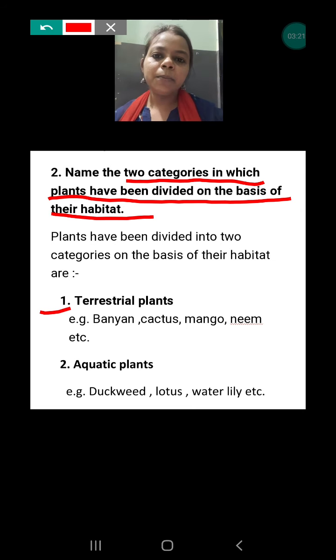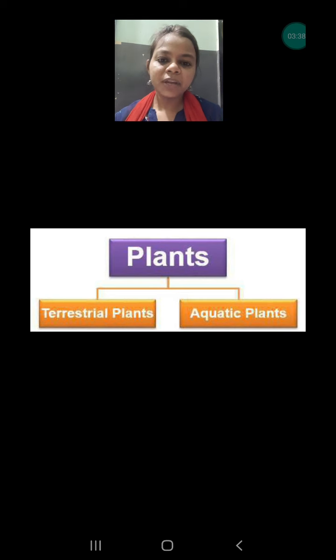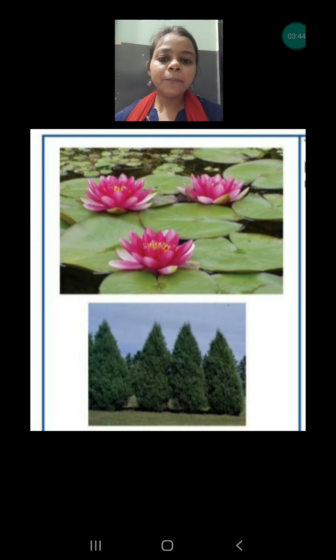First is terrestrial plants, plants which grow on land. You don't have to define terrestrial plants. Just write the name of the category and give the example, because these are short question answers. Second is aquatic plants like duckweed, lotus, water lily, etc. You can see plants are divided into two parts: first is terrestrial, second is aquatic. You are seeing the lotus growing in water, and second you are seeing the plant that is growing on land.